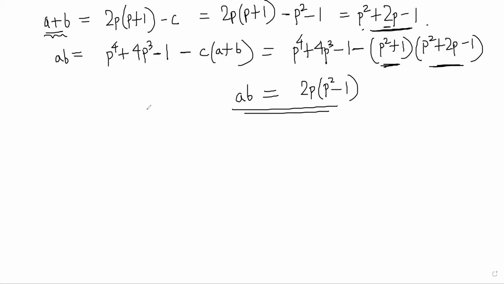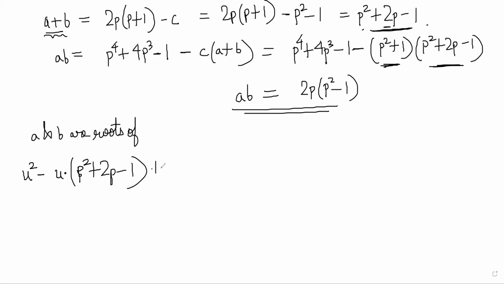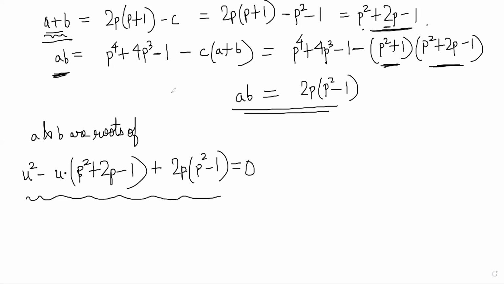And a plus b is equal to p square plus 2p minus 1. So a and b are roots of this equation: u square minus u into p square plus 2p minus 1, plus 2p into p square minus 1. So what am I using here? I'm saying that if I know the sum of two things and I know the product of those things, I can construct an equation with those two things a and b as the roots, right?